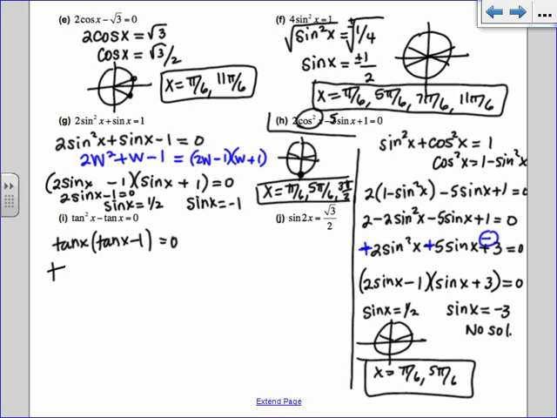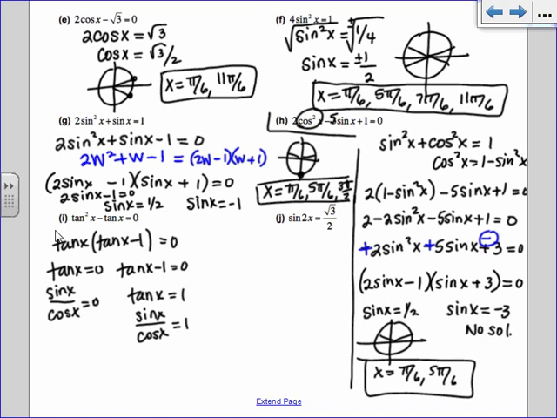Okay, so you set each piece equal to 0, so you have tangent of x equals 0, and tangent of x minus 1 equals 0. So you're finding when tangent is equal to 0, well, that's sine over cosine is equal to 0. And when tangent is equal to 1, that means sine divided by cosine is equal to 1. If you have sine over cosine equals 0, it's a fraction that equals 0. The only way a fraction can ever equal 0 is if the numerator is equal to 0.